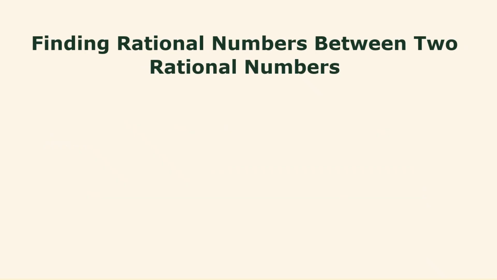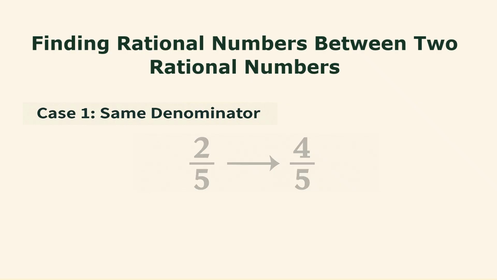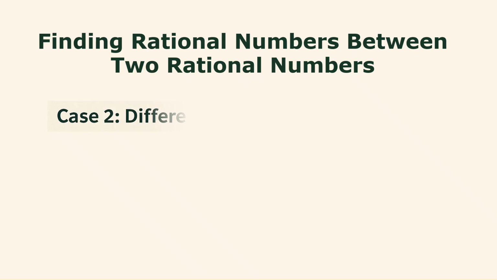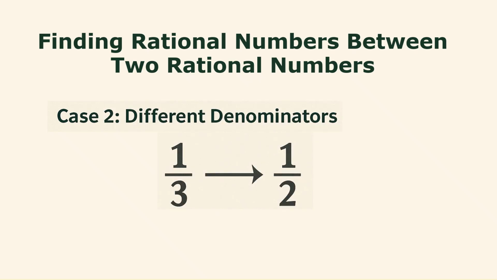Do you know between any two rational numbers, there are infinite others? Let us find the rational numbers between two rational numbers which have the same denominator. Between 2/5 and 4/5, we clearly see 3/5. But what if the denominators are different? Let's try between 1/3 and 1/2.